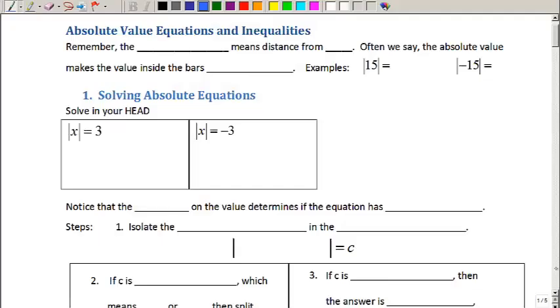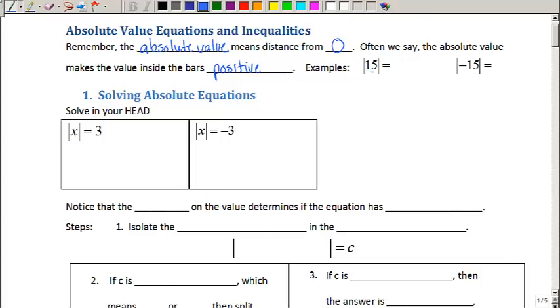This lesson is on absolute value equations and inequalities. Before we get started on solving the equations or the inequalities, I want to remind you about what the absolute value symbol is and what it means. Remember that the absolute value means the distance from zero. We often say the absolute value makes the value inside the bars positive, although that's not the best definition, it does help students to remember it.